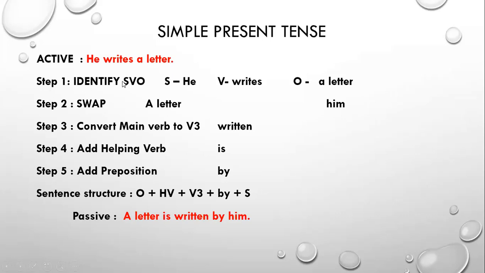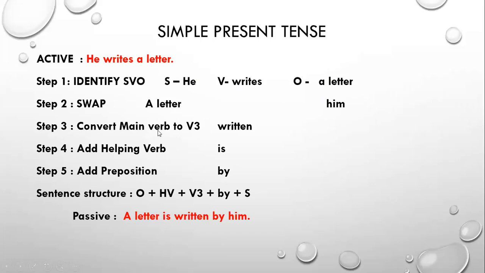So the first step is to identify SVO. S is he, V is writes, and O is a letter. S means subject, V means verb, and O means object. So this was the first step. I'm just going to explain it with the 5-step formula. Step 2 was swap. Now swap the positions of subject and object. So a letter will come in the beginning. It has now become the subject, and he will go to the end of the sentence and it will become him. Now it is the object of the sentence.